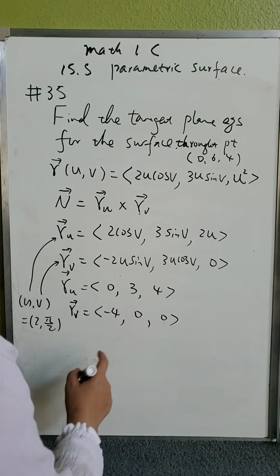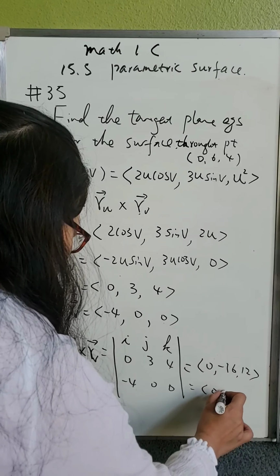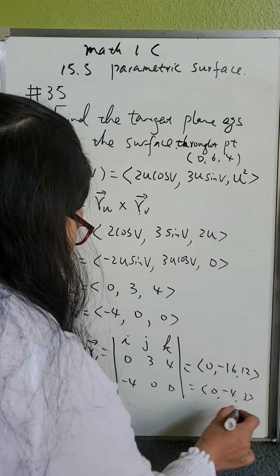There are many different ways to do a problem, but some ways are a little bit faster. So it comes out equal to 0, negative 16, and 12. Because this is an equation, it will equal 0 on the other side, so you can simplify it and use 0, negative 4, and 3, okay?